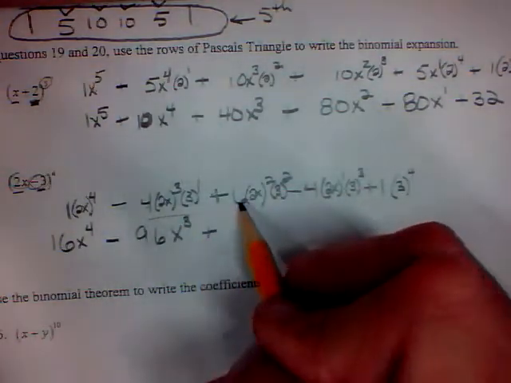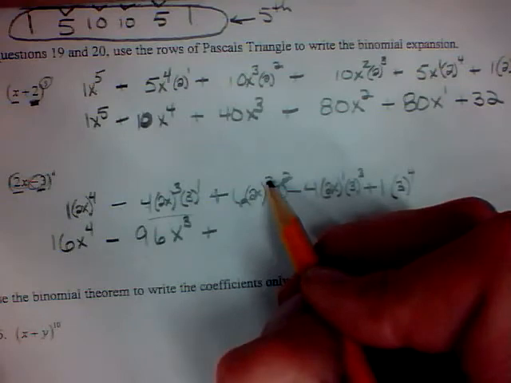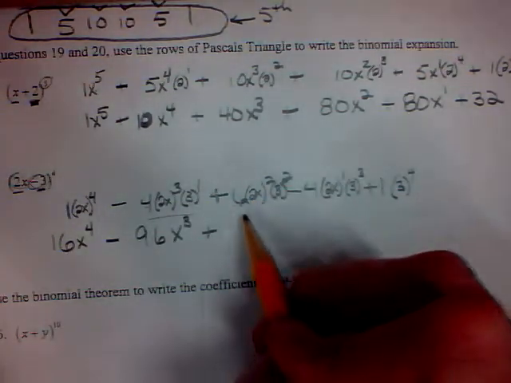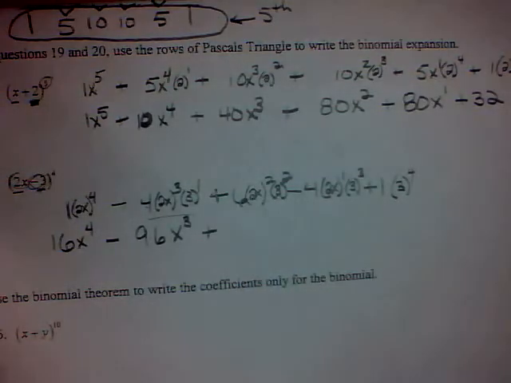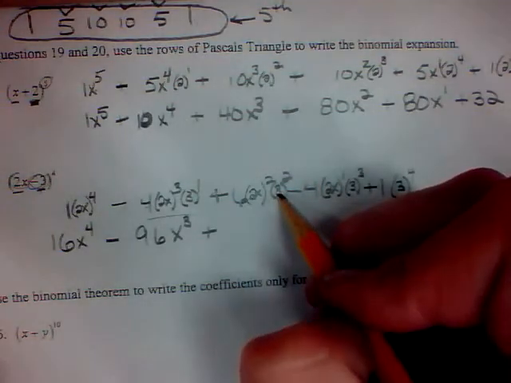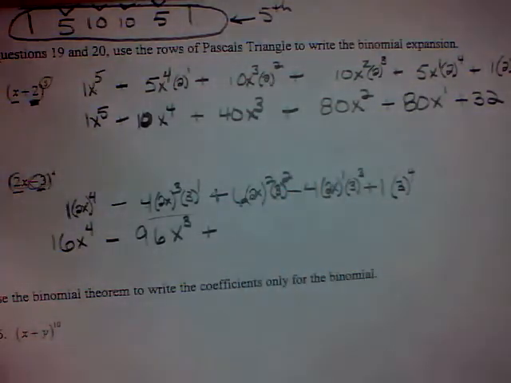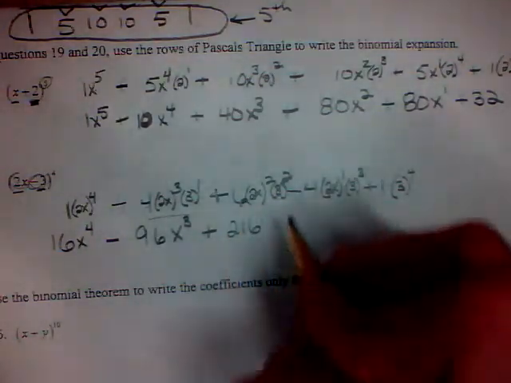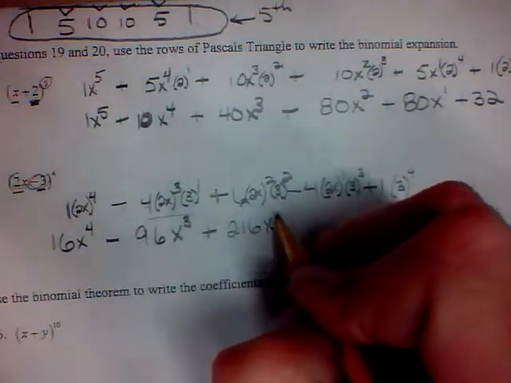Plus, now you've got a 6 times 2 squared times 3 squared. So 2 squared is 4, times 6 is 24. 24 times 9 is 216. Pretty impressive that I was able to do that in my head.